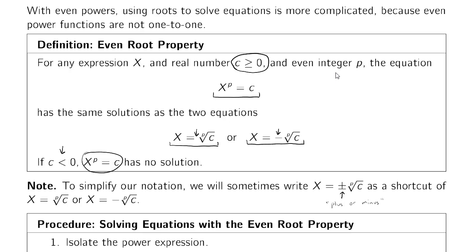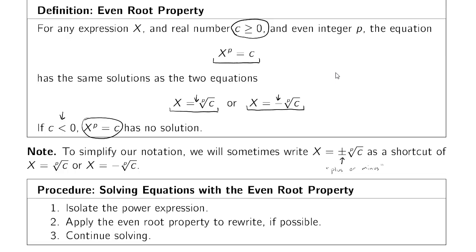So, how do we solve an equation using this even root property? Well, we isolate the something to a power equals a number. We apply the even root property to rewrite, if possible, so if the even root is going to be defined. And then we finish solving. Let's see a couple of examples of this in action.